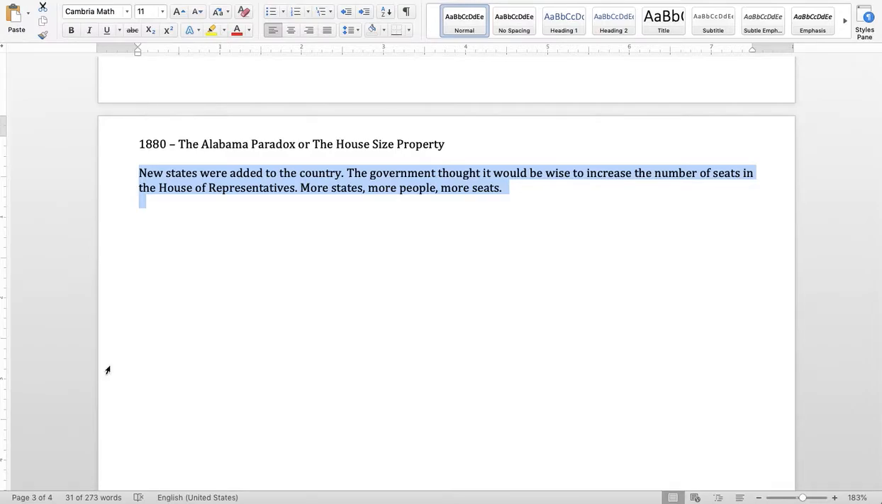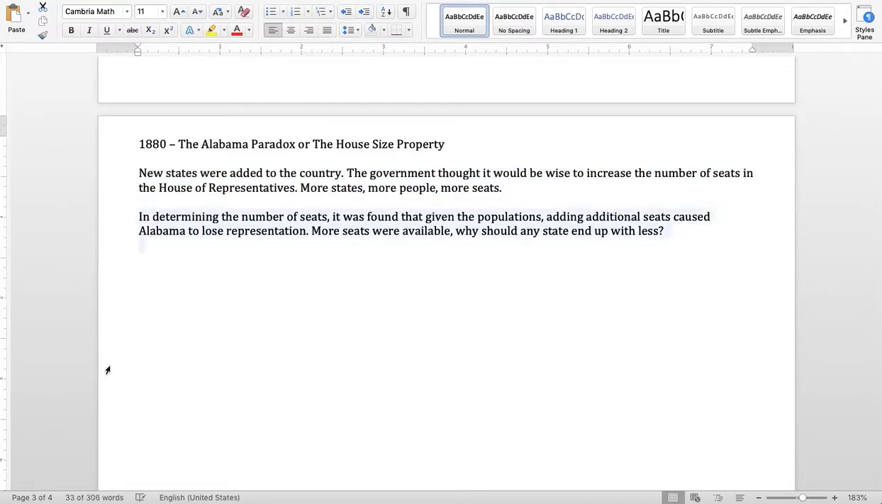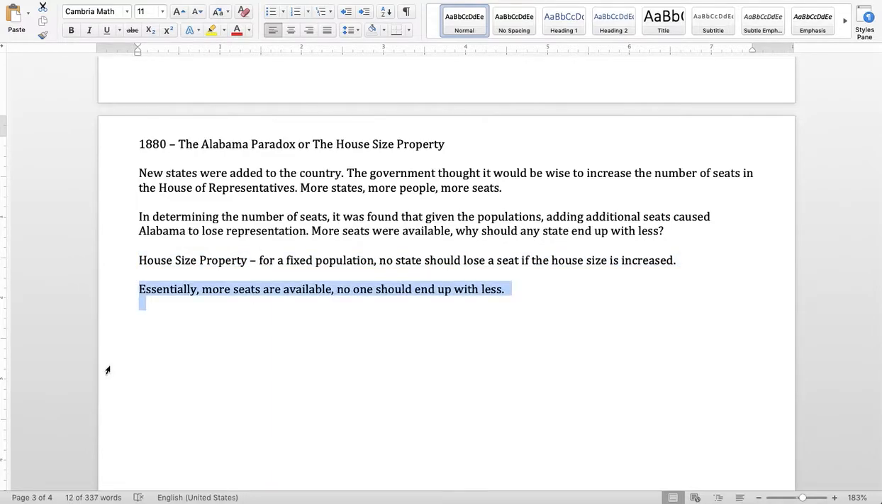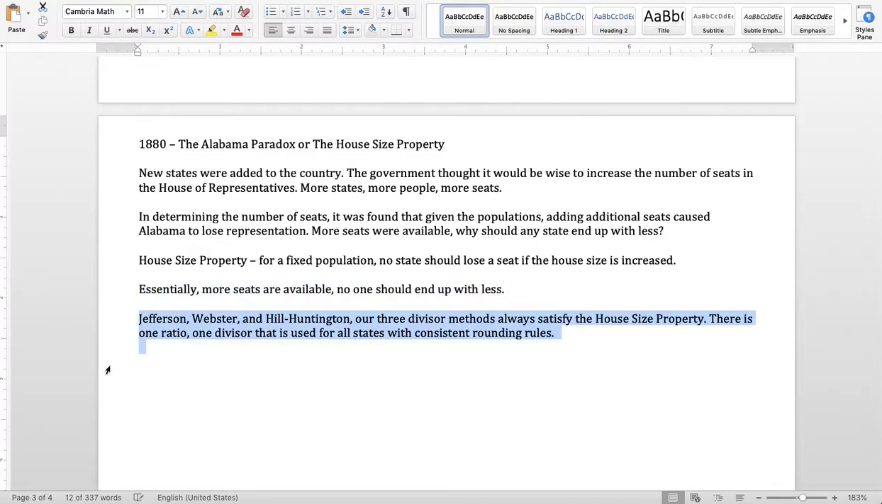How is that right? Now, the idea of a paradox is something that's counterintuitive. It doesn't make sense. We're thinking more states, more people, more seats, everybody wins. Instead, Alabama ended up losing representation. This gives us what's called the house size property. For a fixed population, if we increase the house size, if we add seats, no state should end up with less. And this happened in Alabama. It's happened throughout our history. It's one of those things that we just deal with. More seats are available, nobody should end up with less, is the base idea behind this.